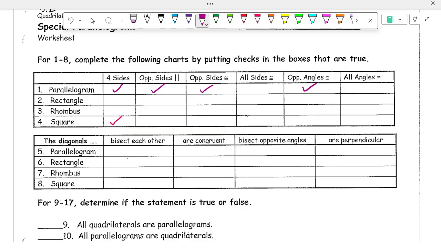All right, raise your hand if you did the rectangle. At least one person from each group should have their hand raised. All right, rectangle people. Obviously, it's a quadrilateral that has 4 sides, but are the opposite sides parallel? Yes. Are the opposite sides congruent? Yes. Are all sides congruent? No, not for a generic rectangle. Are opposite angles congruent? Yes. Are all angles congruent?